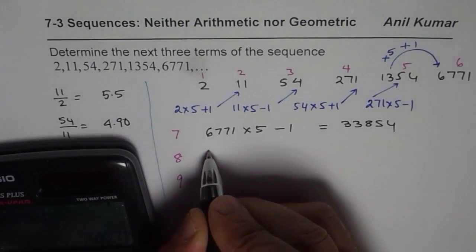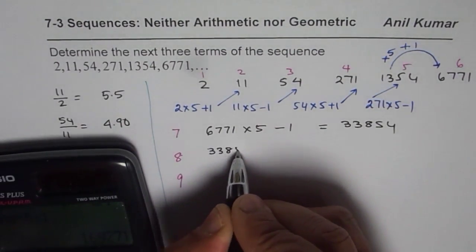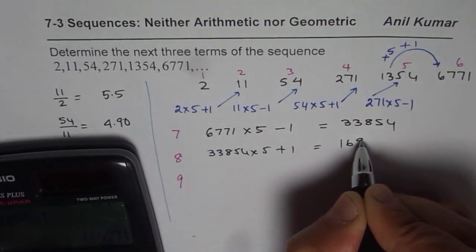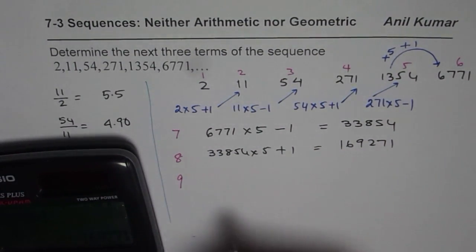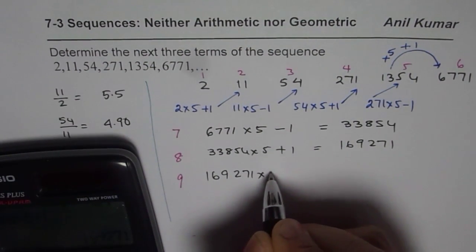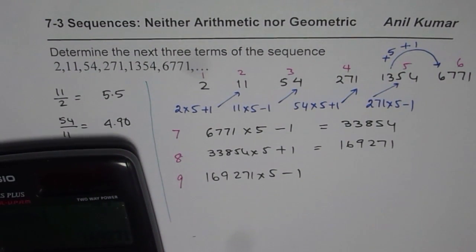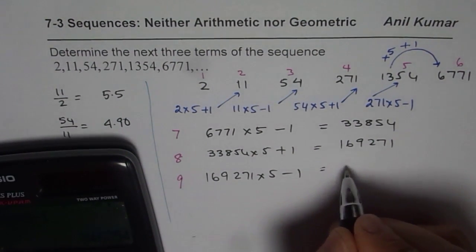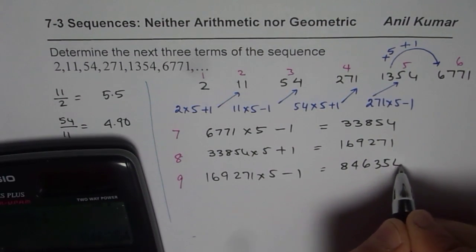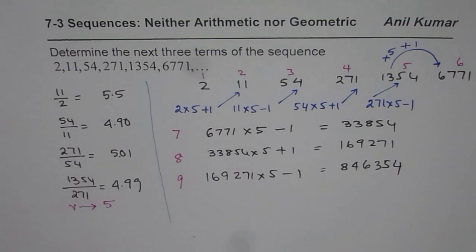So we have 33854 times 5 plus 1. It gives us 169,271. And this time we'll do 169,271 times 5 minus 1 equals. We get another number which is 846354. So that is how you can get the next 3 terms from a given sequence.